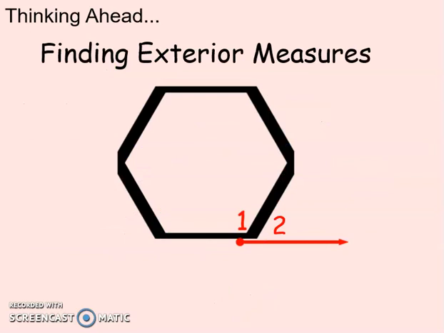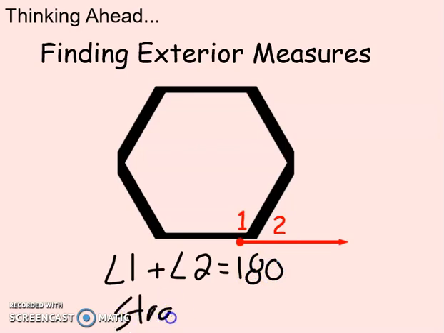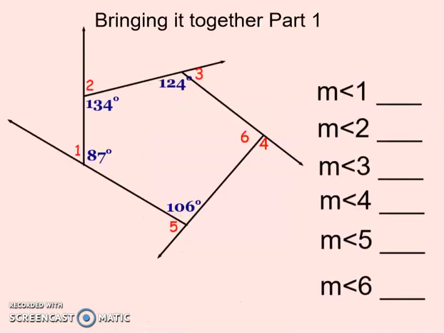So if we want to talk about exterior angles, let's think back to what we know about exterior angles. Well, we have what we call a linear pair. Angle 1 plus angle 2 is going to be equal to 180 because they form a straight line. So if I knew the measure of angle 1, I would just subtract that from 180, and that would give me the measure of angle 2. And we are going to use that now to help us within this problem here.